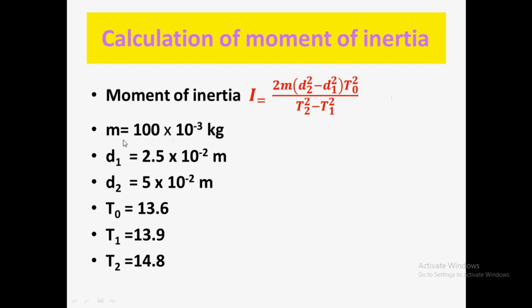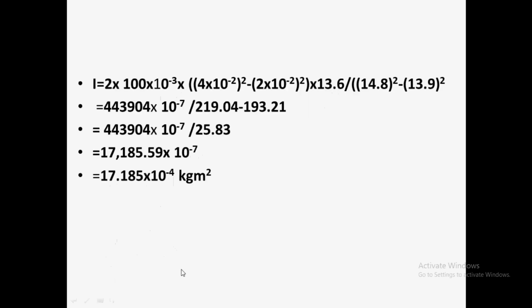So m is nothing but 100. We place 100 grams on each side, so this is the mass. D1 is around 2.5 and D2 is 5, and T0 is 13.6, T1 is 13.9 and T2 is 14.8. Substituting all the terms, for 100 grams you put 10 power minus 3 here, and for distance you have to put minus 2 here, minus 2 here, since it is in centimeter you have to convert it into meter. And 13.6 is the T0 value, this is T2 and T1.